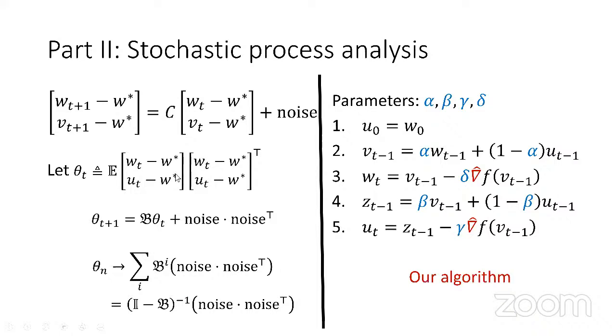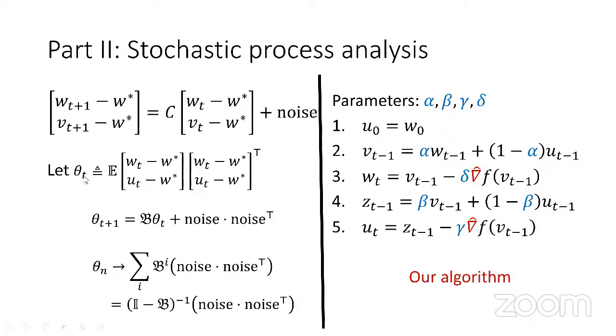So in order to do this, we look at the following update. Let's first look at W_{t+1} minus W star and V_{t+1} minus V star. Because everything is linear here, we can write this as a linear process where we have a matrix C multiplying (W_t minus W star, V_t minus V star) plus some noise.